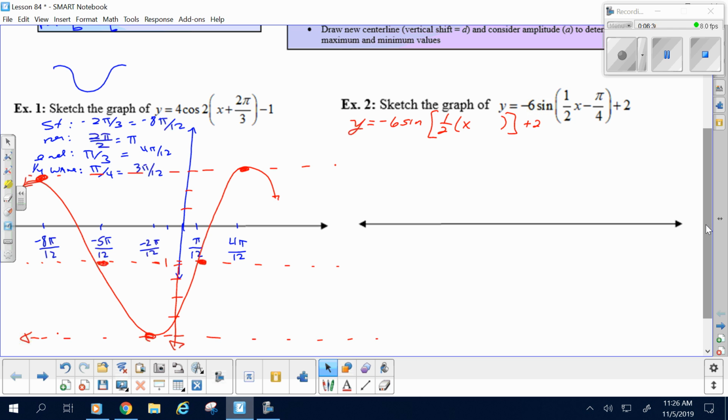Pi over 8, check your work. If it's pi over 8 and you multiplied it back, would it be pi over 4? It's not pi over 8. Okay, if you put pi over 8 here and distribute to check, would it be pi over 4? No, that's pi over 16. So pi over 8 is a wrong call.